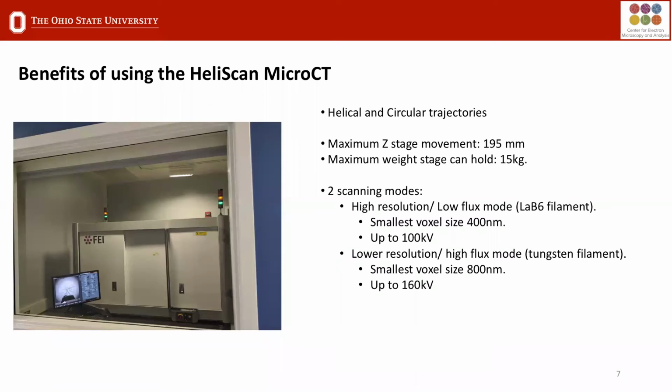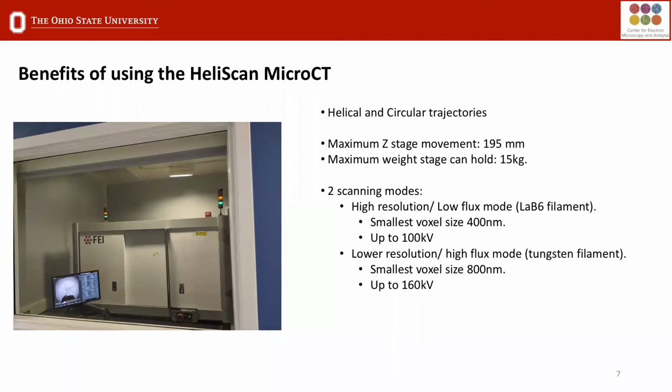The HeliScan has two scanning modes, the first one being the high resolution low flux mode using a LaB6 filament. The smallest achievable voxel size in this mode is 400 nanometers, and the maximum tube voltage that can be used is 100 kV. This mode is good if you want to image a smaller sample that is low attenuating. The second mode, which the system can be operated in, is the lower resolution high flux mode using a tungsten filament. The smallest achievable voxel size in this mode is 800 nanometers, and the maximum tube voltage that can be used is 160 kV, making this mode good if you want to image larger, more dense samples.